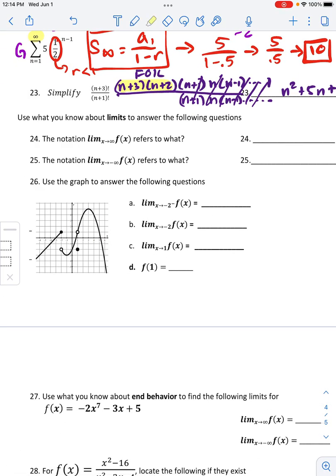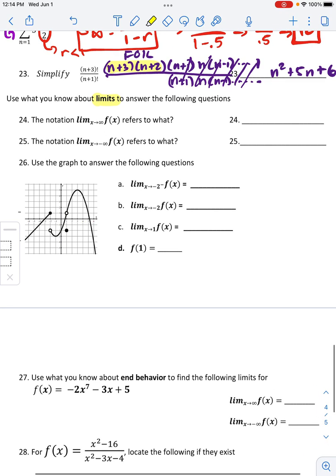All right, we're switching gears now. We're going to go into limits. Thank goodness we're done with sequence and series. I have to hurry, or you're going to be coming in here soon.